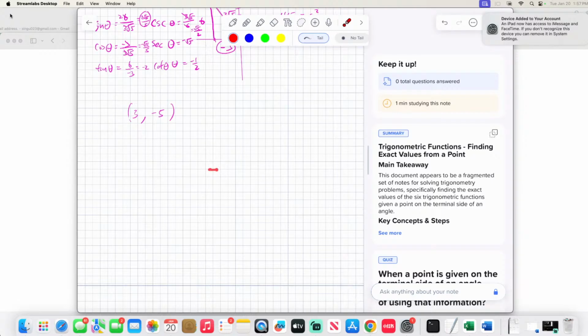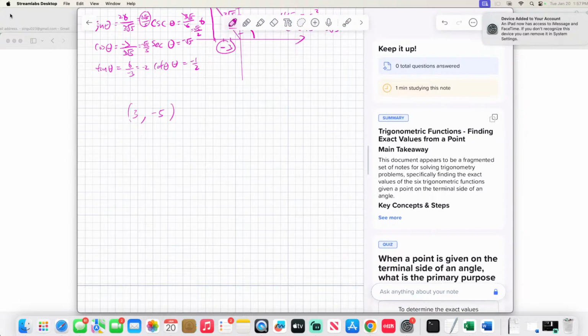So let's just say if I do this, you should write down the coordinate. Let's just say you have 3 and -5, it's going to be right here, this point. Is that okay? This is the terminal side. And the angle is here.